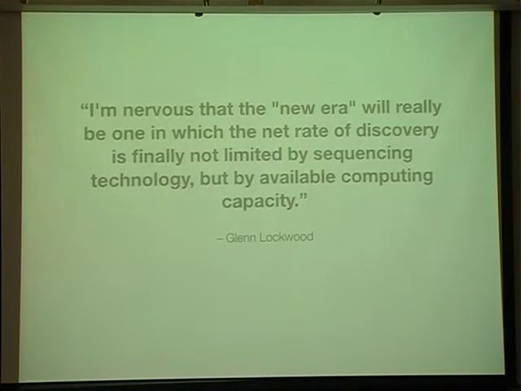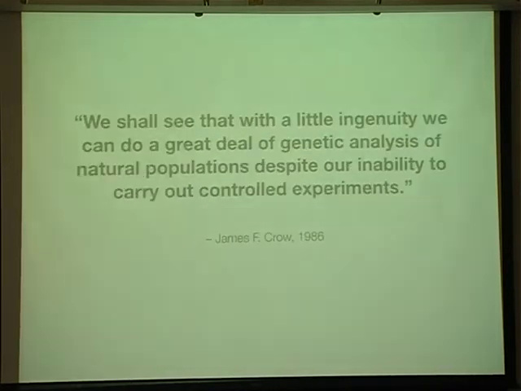And then to not end on a pessimistic note, this is a quote that I love from James Crow, which is, you shall see with a little ingenuity, and I think that's the key part, with just thinking a little bit about the structure of these problems and applying some ingenuity, we can do a great deal of genetic analysis in natural populations despite our inability to carry out controlled experiments, right? Despite our inability to get perfect sequencing data. We really can get away with a lot.